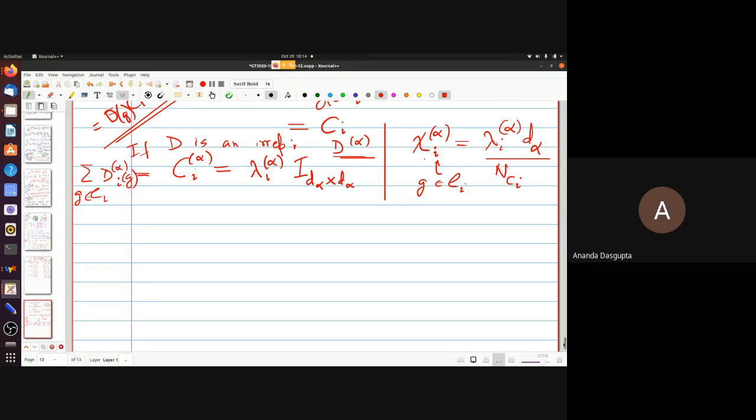The C alphas are going to see. How do you know it's an irrep? Because the Ci alphas are going to be multiples of the identity. And you get lambda I alpha, d alpha, and the number of classes is of course a property of the group. And you get the chi I alpha, all the characters corresponding to that particular irrep.